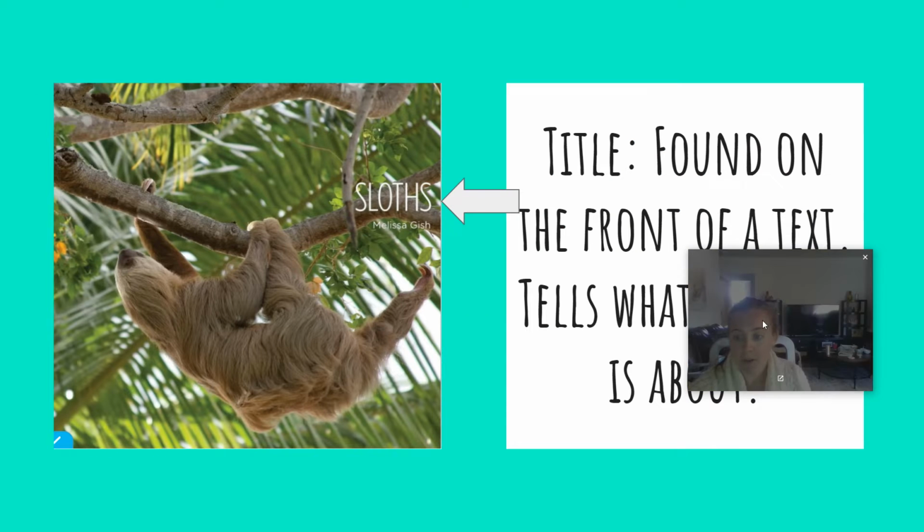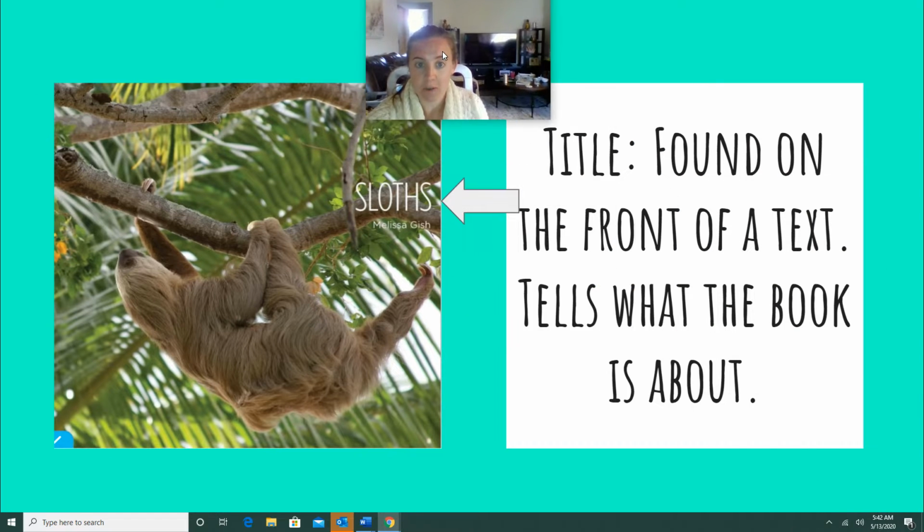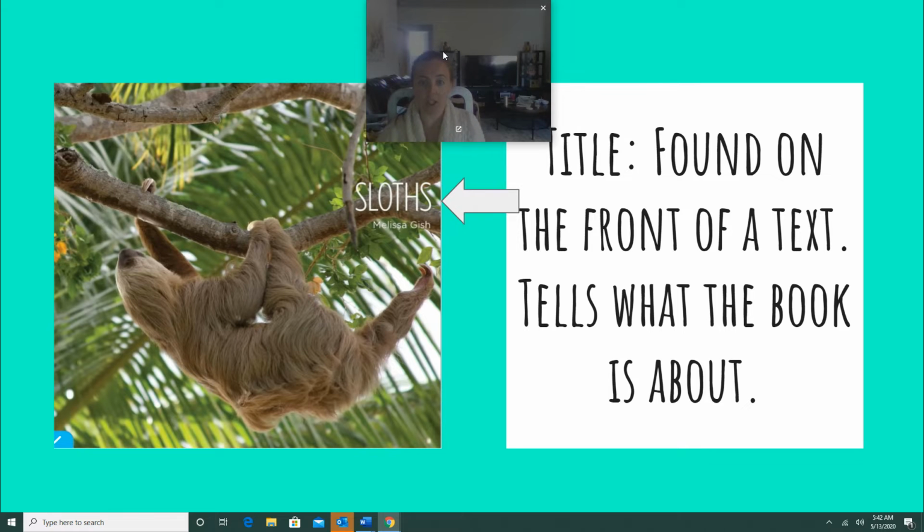Okay. So our first nonfiction text feature that we see here is the title. And I used some of the topics that you were interested in from our reading assignment yesterday. The title here is Sloths, and this book is by Melissa Gish. The title is found on the front of a text, and it tells what the book is about. So this book is obviously about sloths.